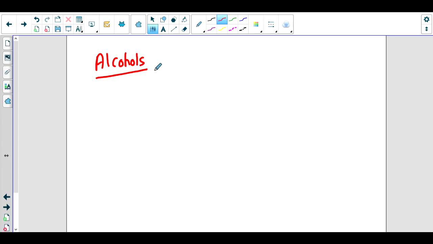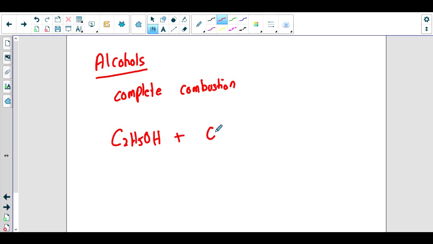One of the most important reactions alcohols can do is the complete combustion reaction. As we discussed before, combustion can be of two types, complete and incomplete. If we talk about complete combustion of alcohols, take any alcohol, they all react the same. Let's suppose we take ethanol, C2H5OH. I told you before that combustion always occurs in the presence of oxygen, and what's the product?